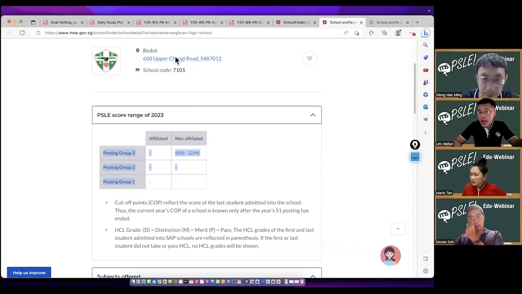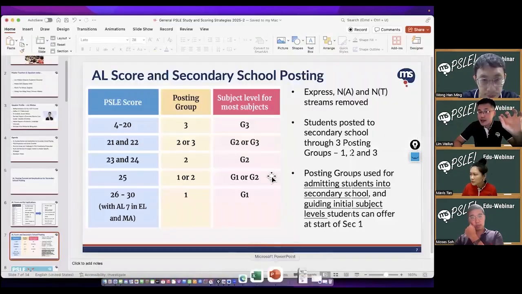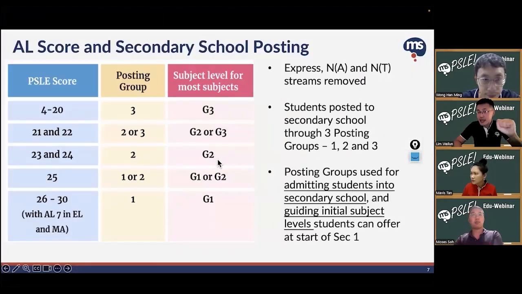Okay, and here, what you can see from this is, what does it mean then in terms of the posting group, right? So I'm going to just toggle back here, and you can see over here, essentially based on your PSLE score. So I've talked about that just now, right?